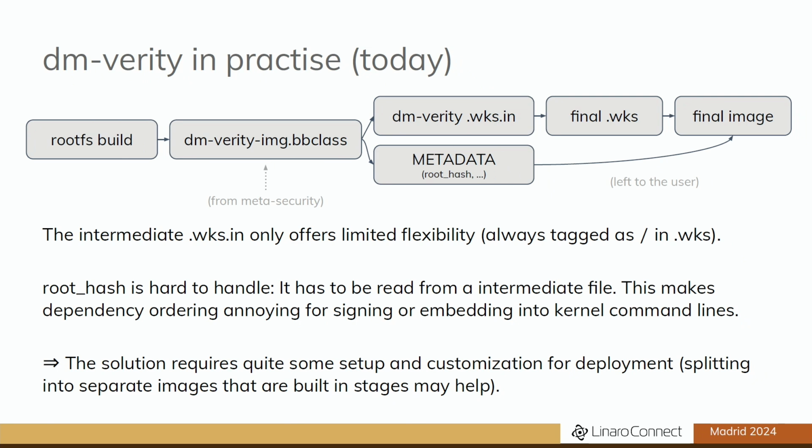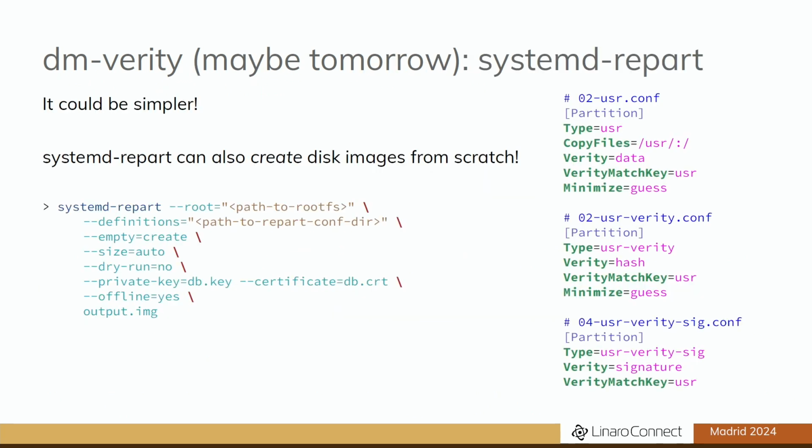So the way it works, it generates a WKS include file that you end up including in your final WKS image, because you of course want to customize, you want to have your own partitions. So it's certainly doable, but again, I'm talking about the user's perspective. The other solution I will show later is probably going to be a lot easier. So how could we do this together in the future, maybe? The answer would be, again, systemd-repart.